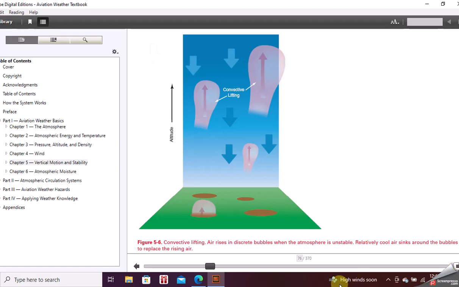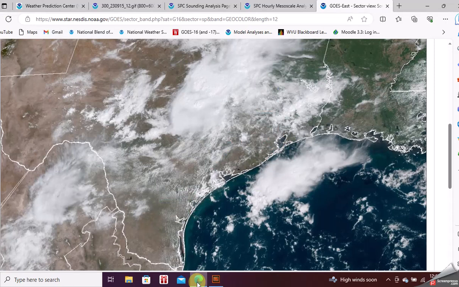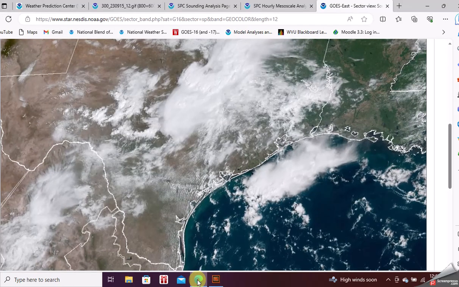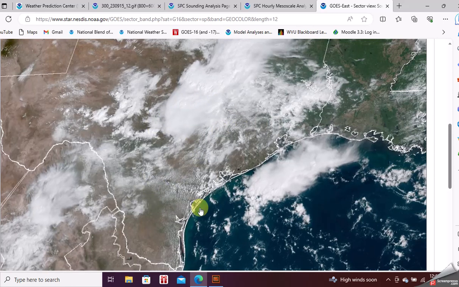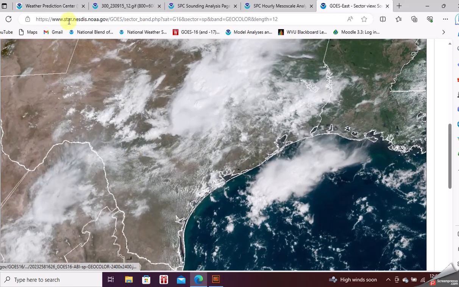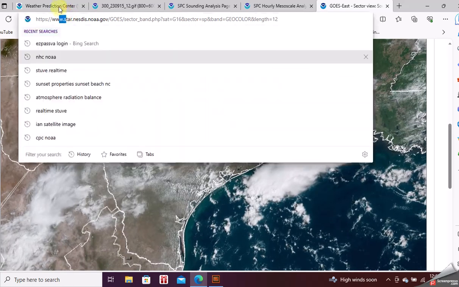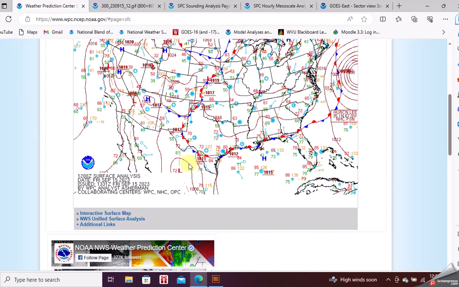So let's look a little bit at some stuff here today. Obviously, we have some vertical motions going on across Texas today and along the Gulf Coast, right? So that is the area. If you were flying today in this area, you'd have some issues. So with that, what is going on today? The surface analysis. Well, what we have here is basically a stationary front across the south part of Texas.